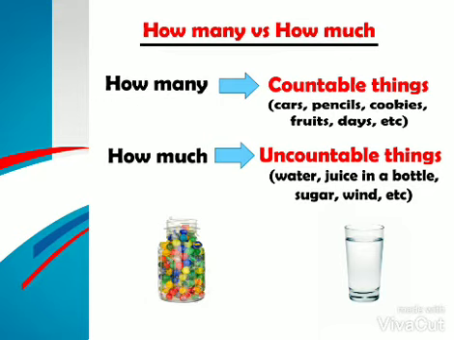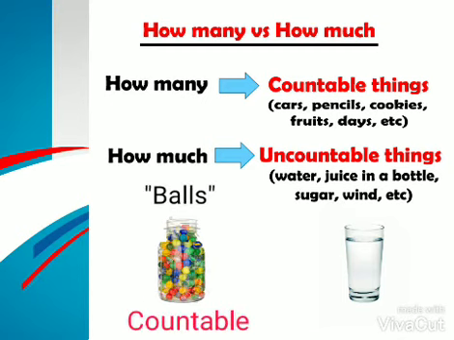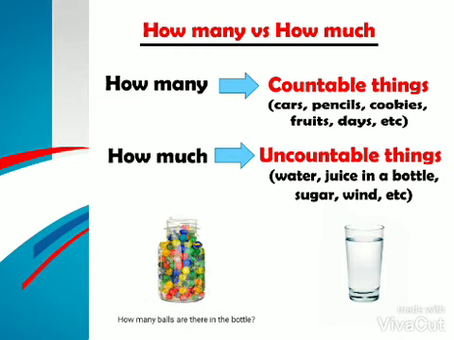Look at these two containers. You can count the balls inside a bottle, so the word balls is a countable noun. And we say how many balls are there in the bottle. But look at the glass of water. We cannot count the water in the glass, so the word water is an uncountable noun, and we use how much. How much water is there in the glass?